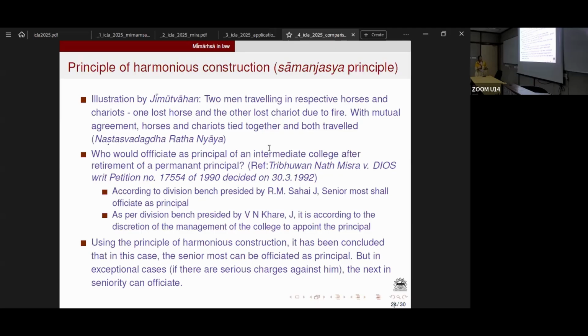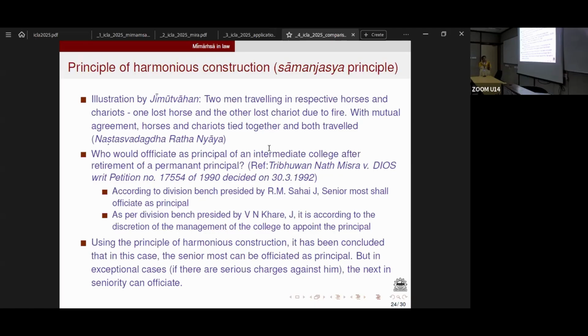So who would officiate as principal of an intermediate college after the retirement of a permanent principal? Two points are there: one according to a division bench presided by Justice Sahai, and another work. Through this Nyaya, they brought about this harmonious construction. Only the senior most can officiate, but in exceptional cases, the next in seniority can officiate. The reference is also given here.